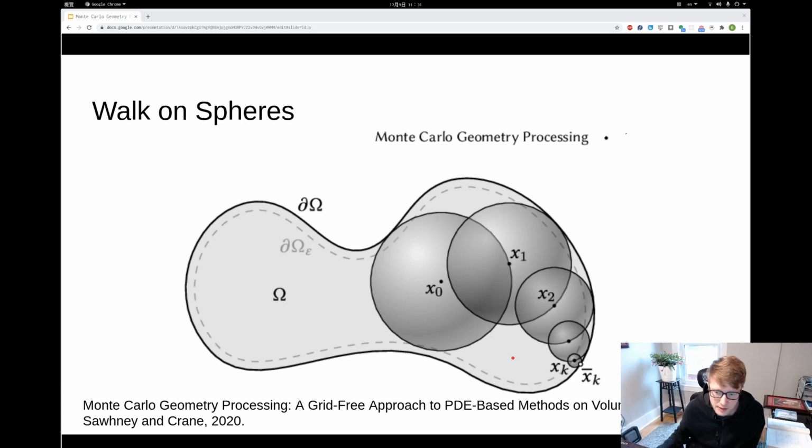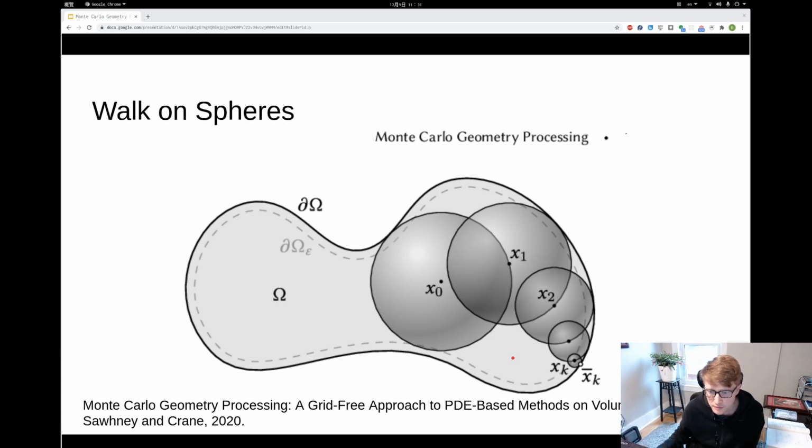In my implementation, I focused on solving the Laplace equation. To solve the Laplace equation, Sawhney and Crane use a technique called walk-on spheres. The idea stems from the fact that the solution of a harmonic function at point P is the expected value of the first point on the boundary reached by a random walk starting at P. By symmetry, we can find this boundary point by sampling uniformly on spheres.